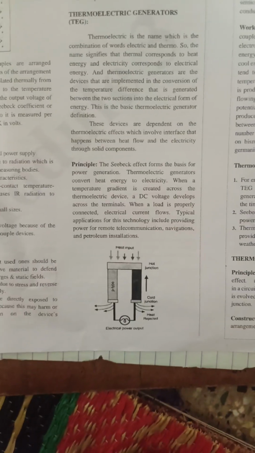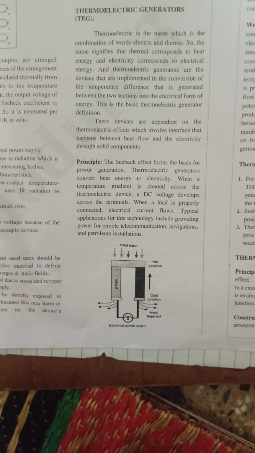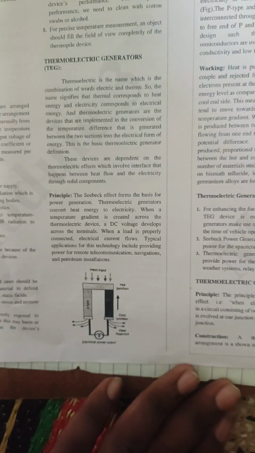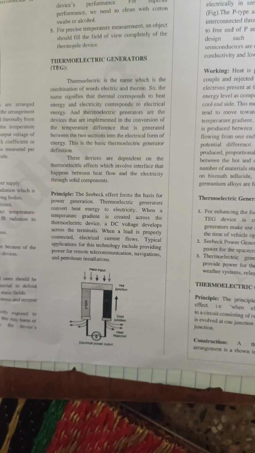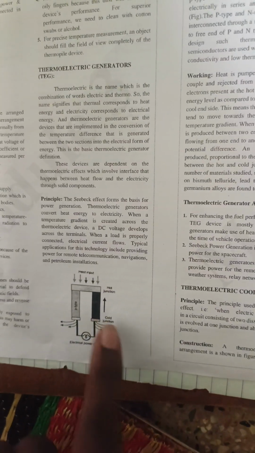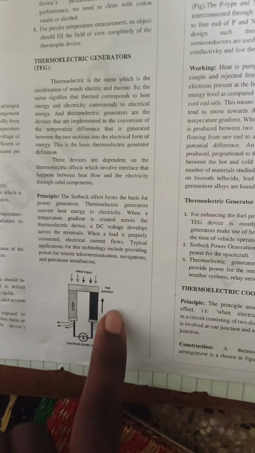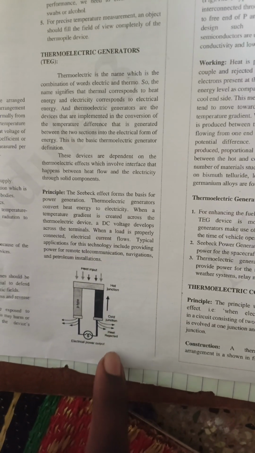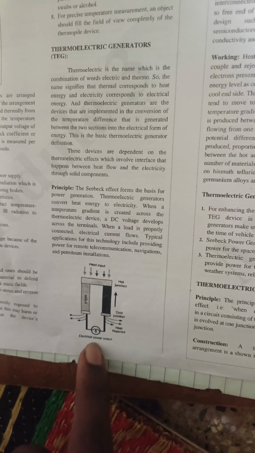This is a small diagram of the thermoelectric couple, the TEG, thermoelectric generator. We have to draw the P type, this is the N type, heat input, hot junction, cold junction, heat rejection, and electric power output. Construction: how it is constructed.